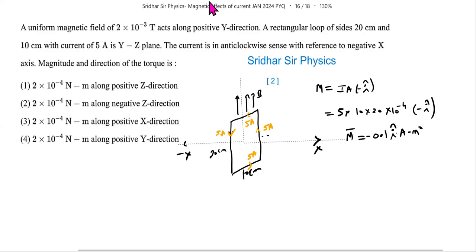Then we have the magnetic field acting along the y-axis. Torque equal to m bar cross B bar. M bar is minus 0.1 I cap. The magnetic field vector is 2 into 10 to the power of minus 3 j cap. I cross j will be k.